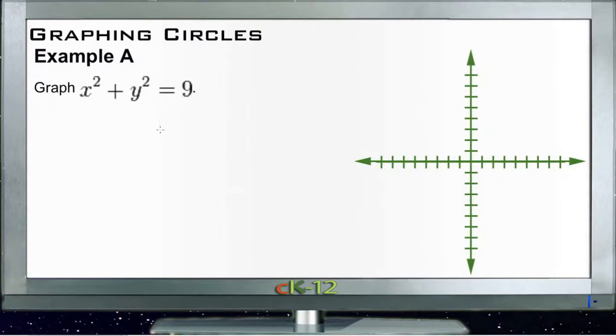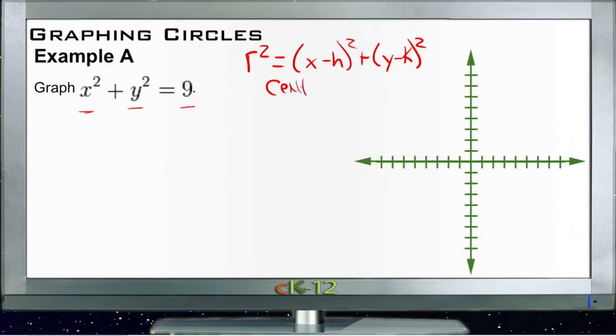Our first example for graphing circles, example A, asks us to graph the equation x squared plus y squared equals 9. So we're going to use our standard form, which was r squared equals (x minus h) squared plus (y minus k) squared. And remember that our center is at (h, k), and that our radius is r.